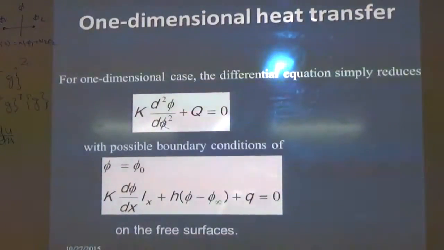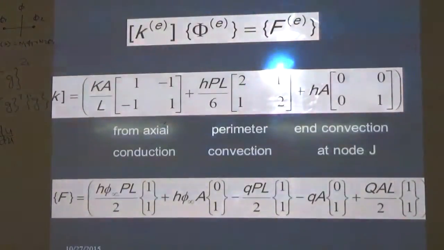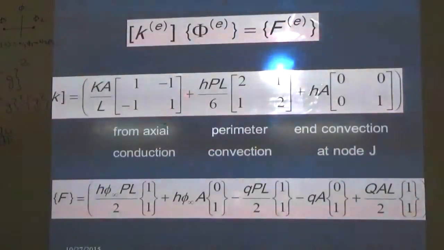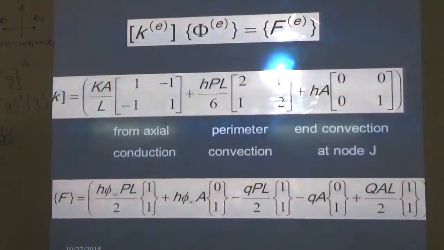Now, for this one, these are the element equations. This is the k, and this is the load vector side. So what I am going to do is derive these equations. Let me derive how to obtain this k matrix and this load vector from this general formula.